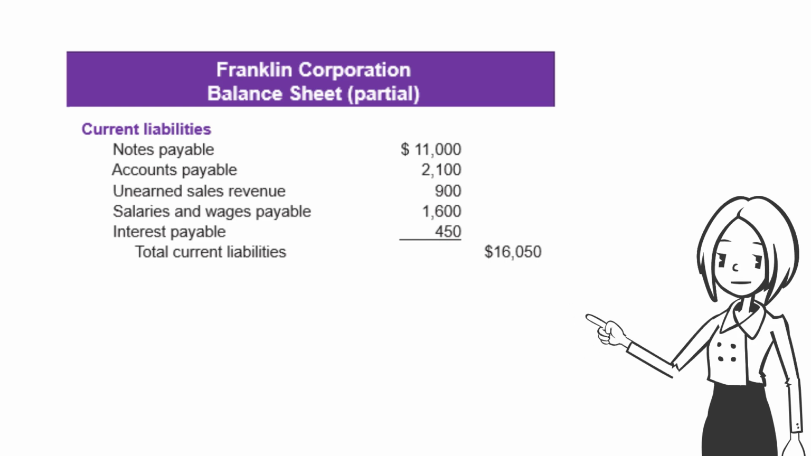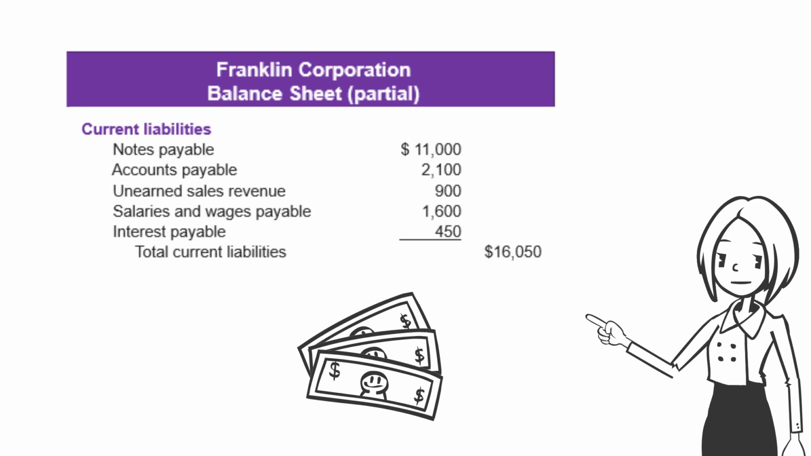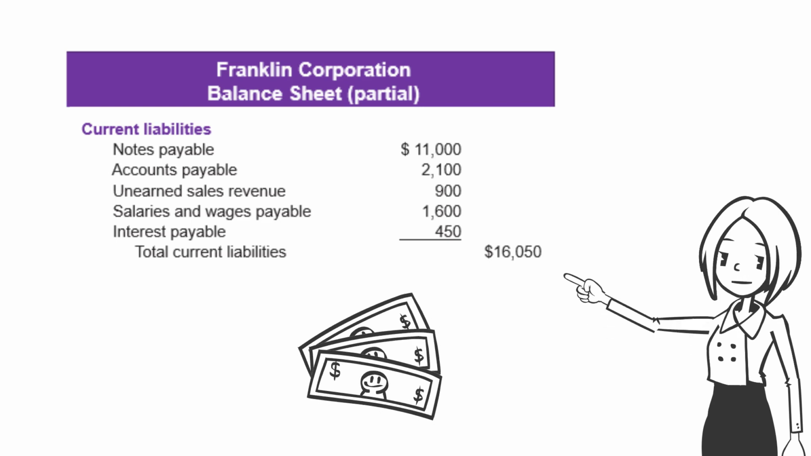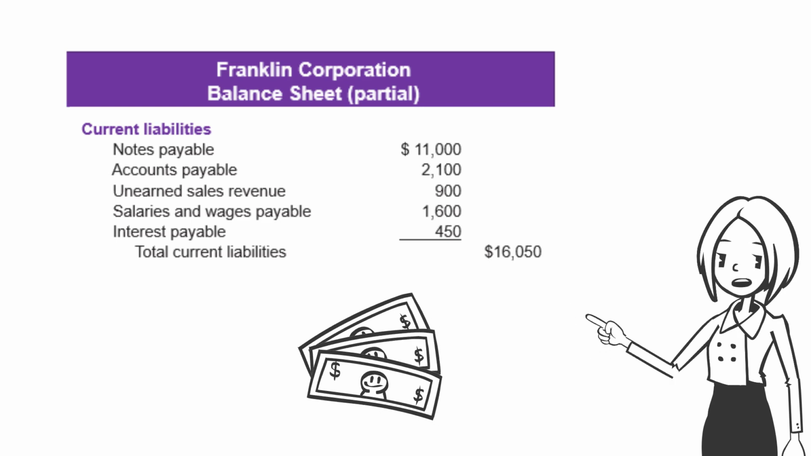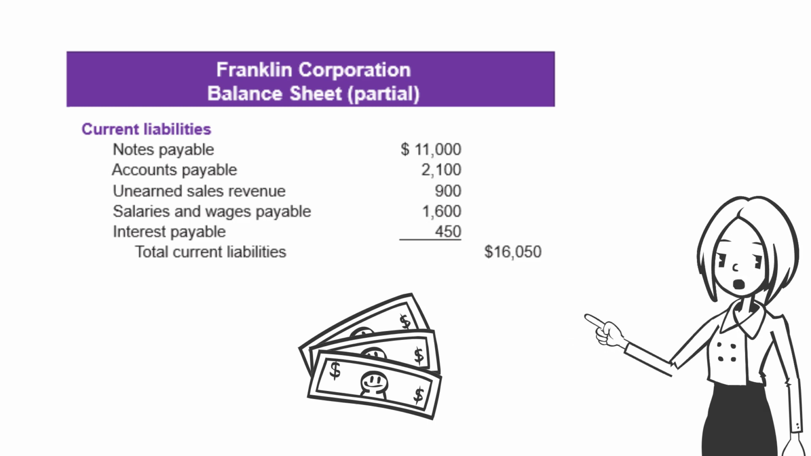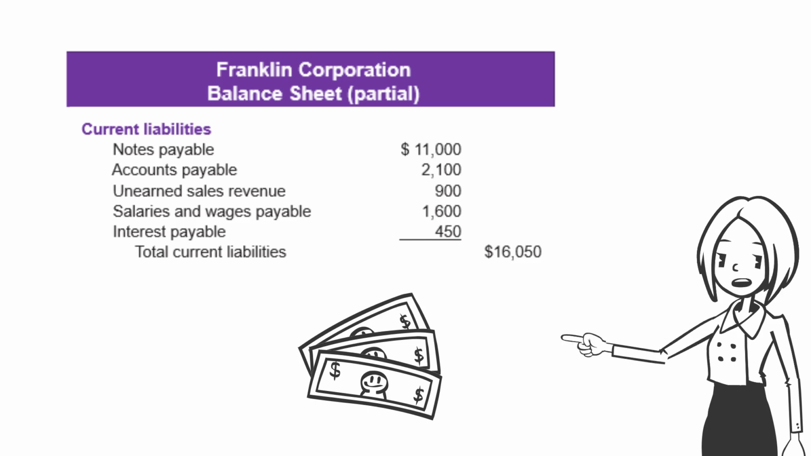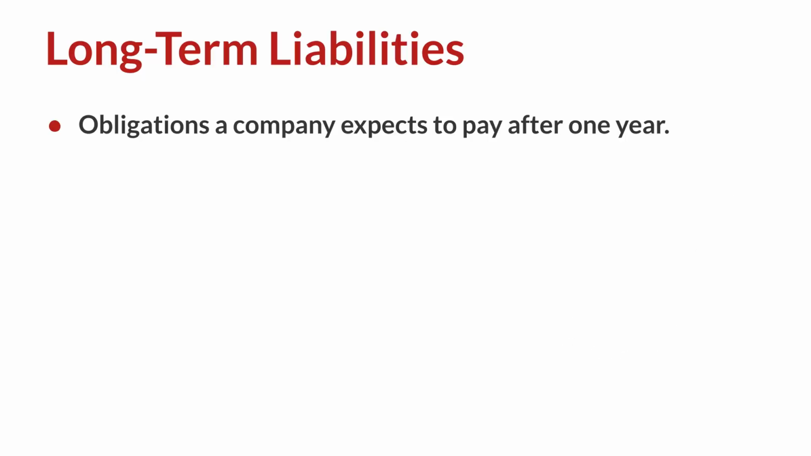Users of financial statements look closely at the relationship between current assets and current liabilities. This relationship is important in evaluating a company's ability to pay obligations expected to be due within the year. When current assets exceed current liabilities, the likelihood for paying the liabilities is favorable. When the reverse is true, short-term creditors may not be paid.